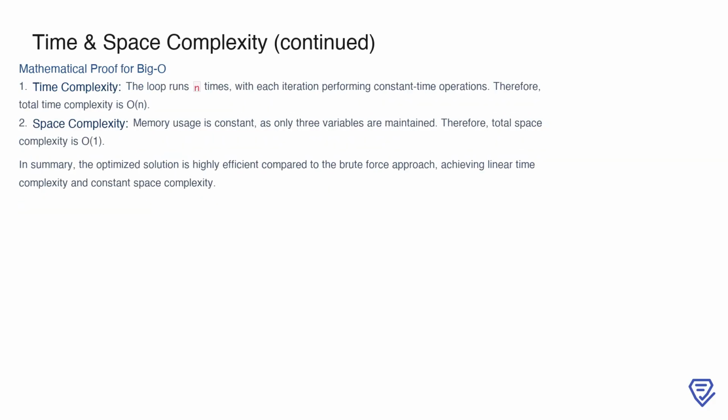Finally, we can mathematically confirm the big O notations for both time and space complexity. For time complexity, the loop iterates over the input list nums exactly n times, and each iteration involves constant time operations. This results in a total time complexity of O(n). For space complexity, the algorithm uses a fixed amount of memory to store three counters, count_0, count_1, and count_2. No additional data structures or recursive calls are involved, so the space complexity is O(1). To summarize, the optimized solution achieves linear time complexity and constant space complexity, making it a highly efficient alternative to the brute force approach.